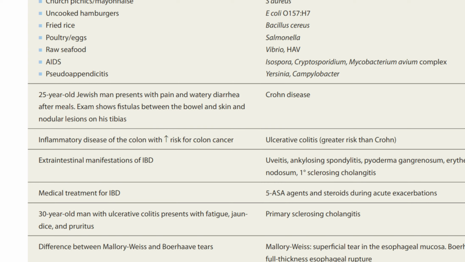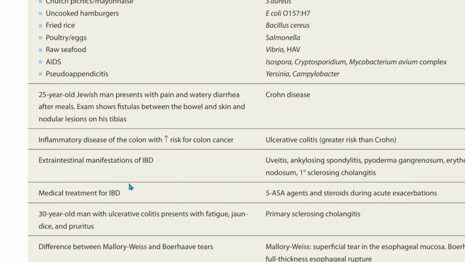Another case: a 25-year-old Jewish man presents with pain and watery diarrhea after meals. Exam shows fistulas between the bowel and skin and nodular lesions on his tibias. This is Crohn's disease.